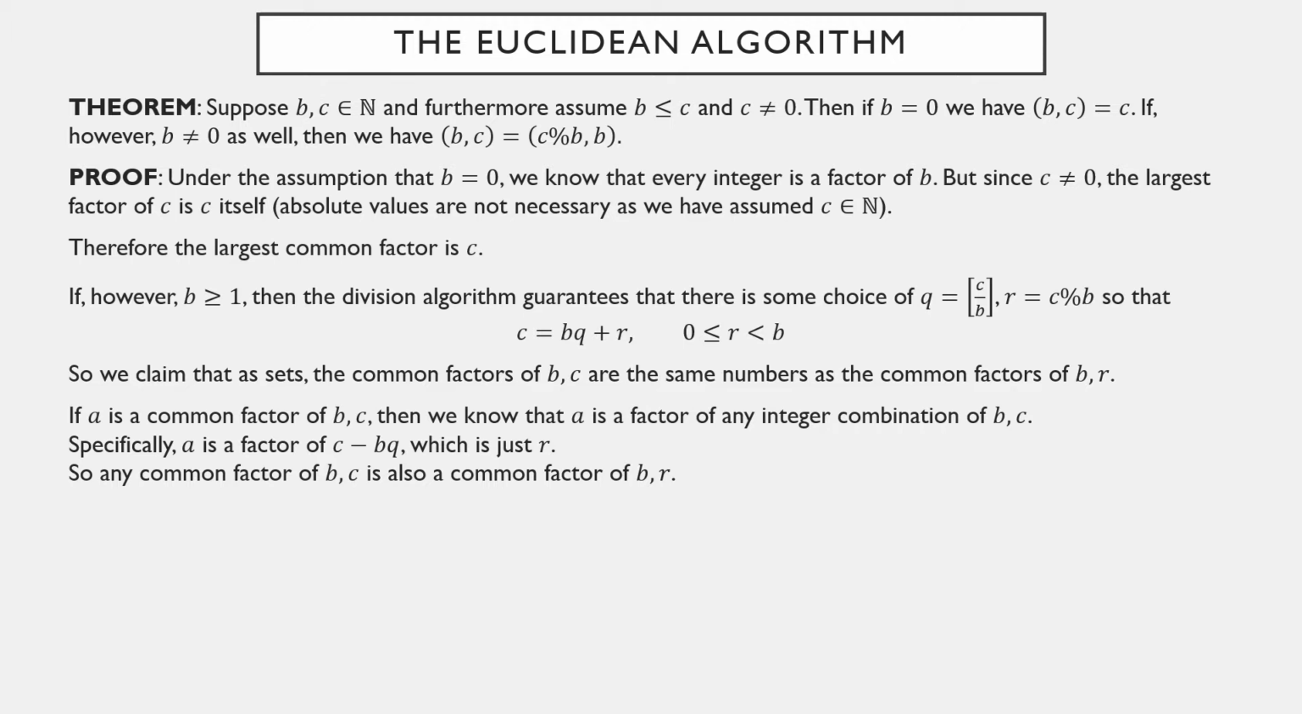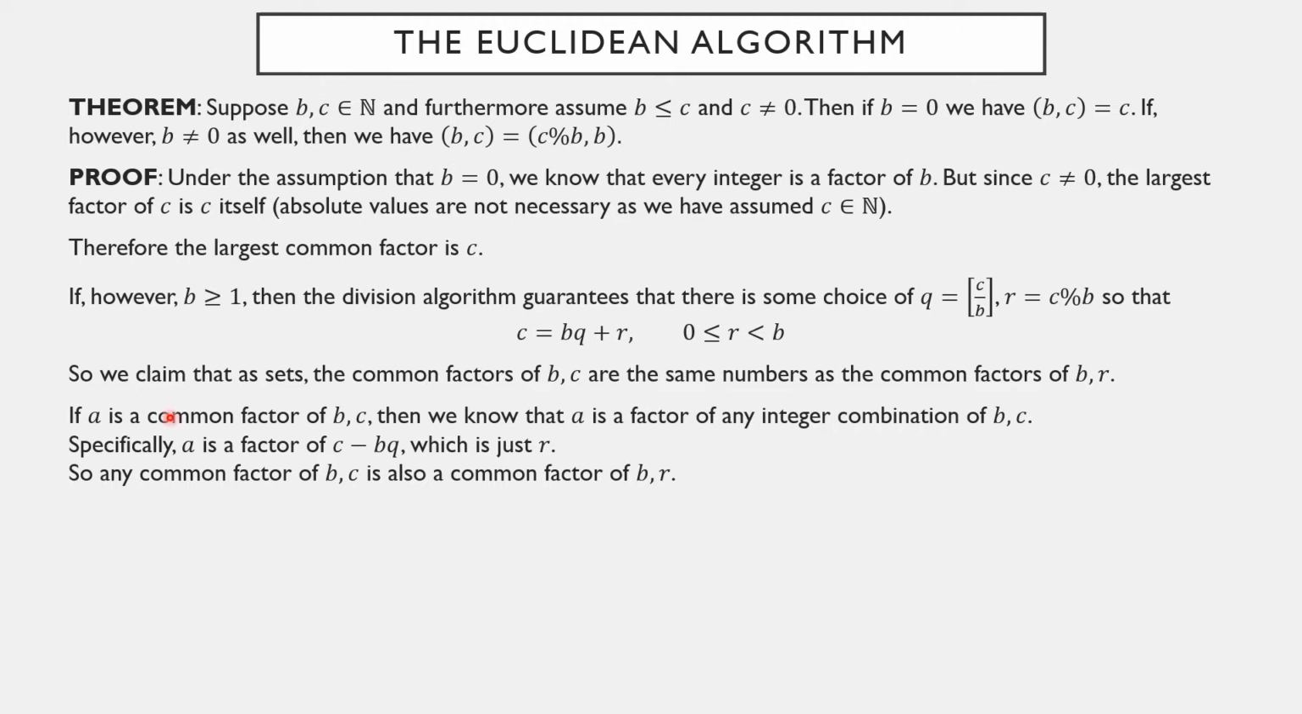Suppose a is a common factor of both b and c. Well, we've already established that a must therefore be a factor of any linear combination of b and c, any bx plus cy, where x and y are integers. This was a theorem from a previous video. Specifically, we're going to multiply b by negative q, and we're going to multiply c by 1.